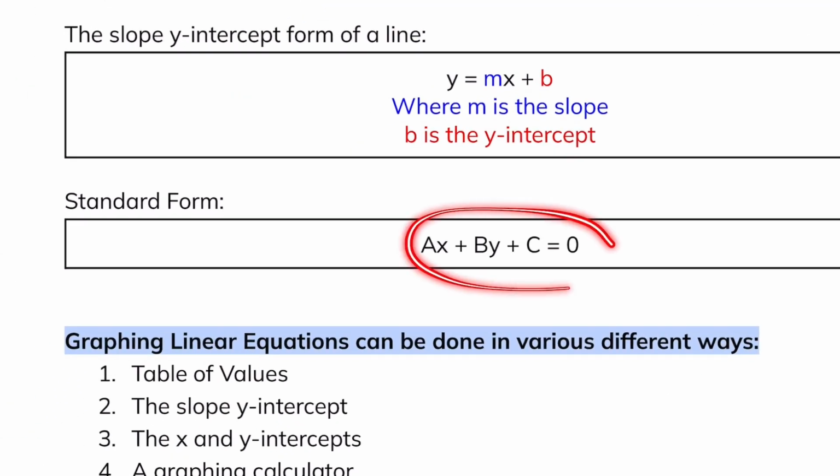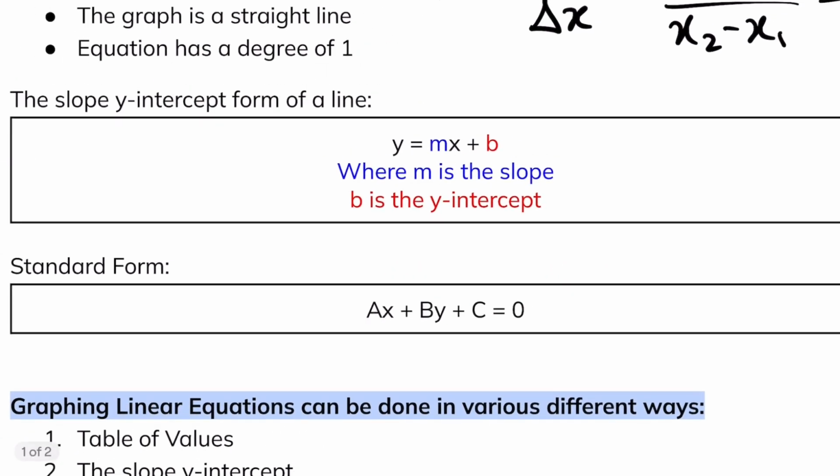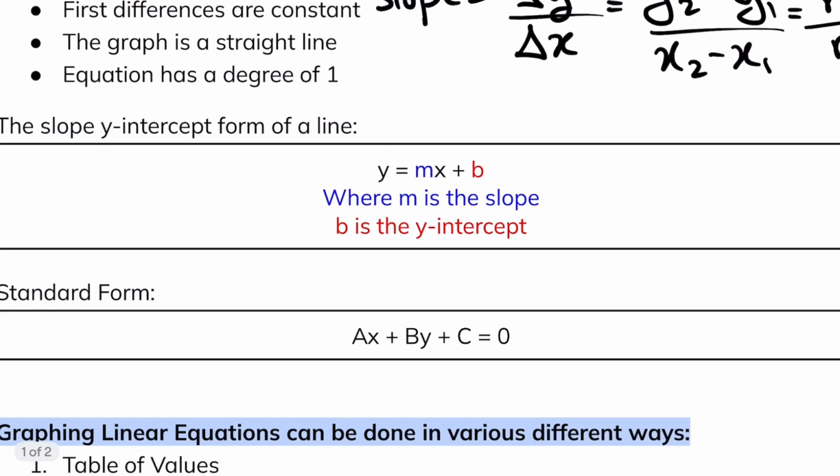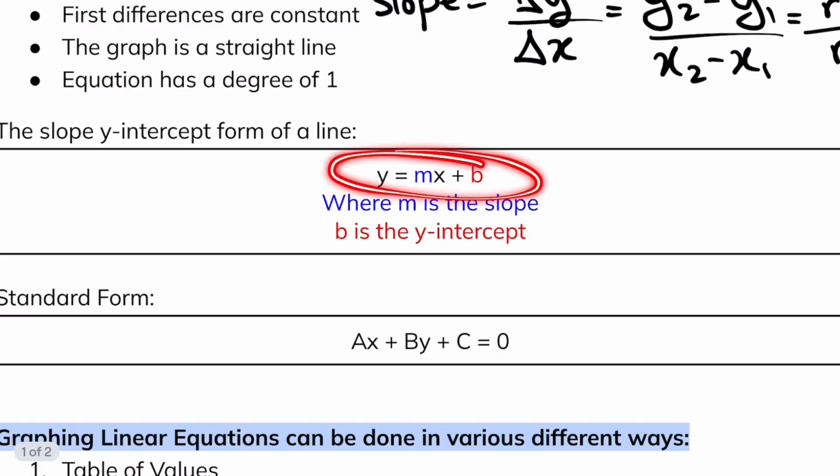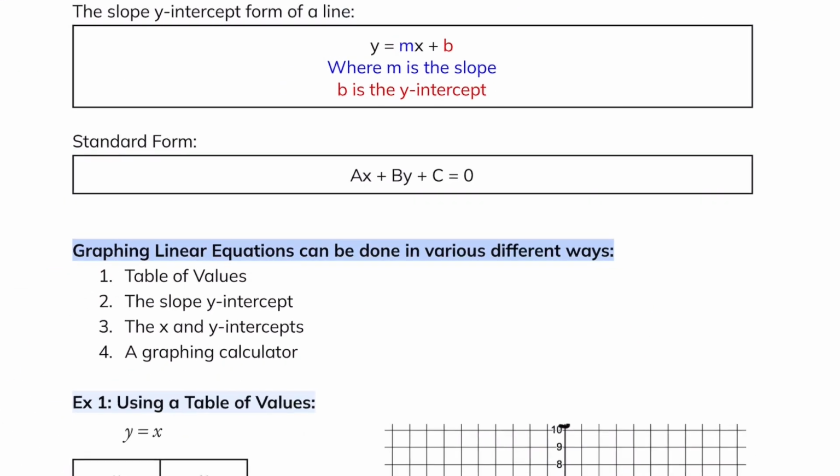If you take a look at the standard form equation, this is a little bit more complicated because it doesn't really tell you a lot about how your line is going to look. You're going to have to do some rearranging and algebraic manipulation. So this is why this form is very special in that sense.